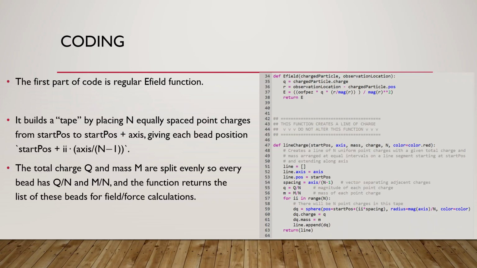And then the second part of coding. The first part of the code is a regular E field function that calculates the E field. The second part builds the tape by placing n equally spaced point charges from the start position to the start position plus axis, giving each bead the position start pos plus i, which is a for loop here, times axis over n minus 1. The total charge Q and mass M are split evenly, so every bead has Q over n and M over n, and the function returns the lists of these beads for field and force calculations.